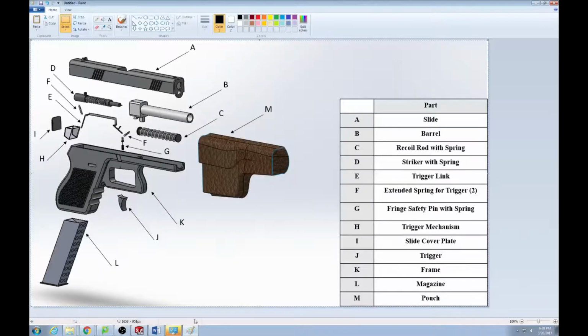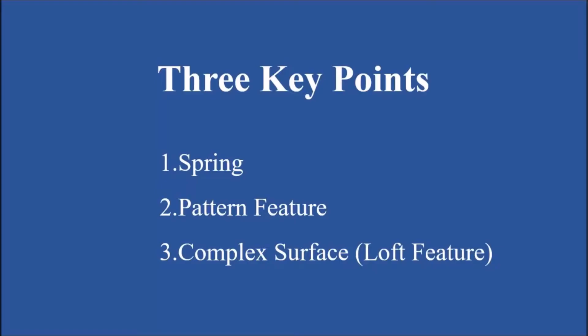You can see here an exploded view of the gun and all the parts that consist of it. We're going to be focusing on three key points in this video. First is the spring, next is the pattern feature, and lastly is the complex surface. For the complex surface, we're going to be focusing on the loft feature.